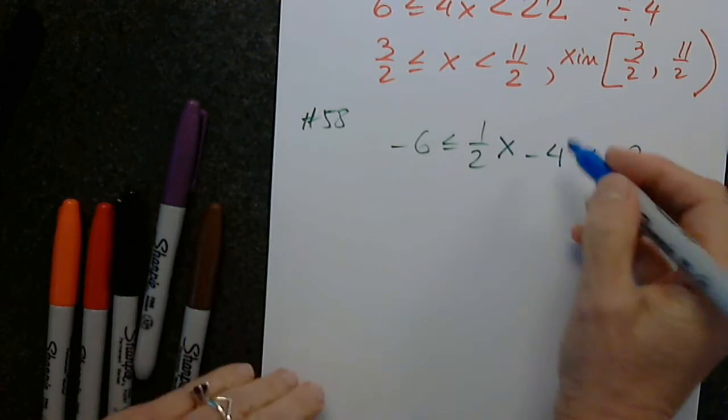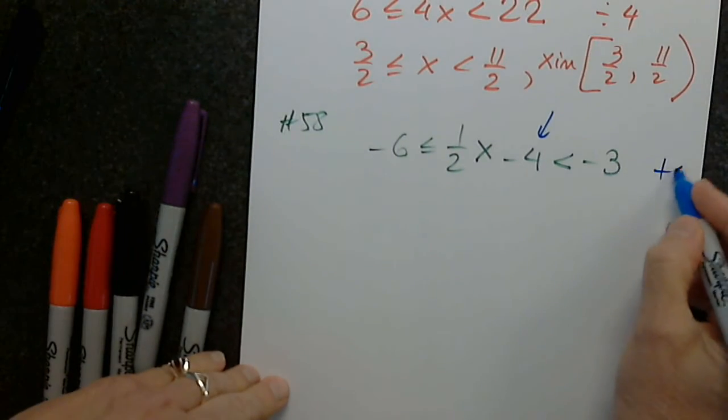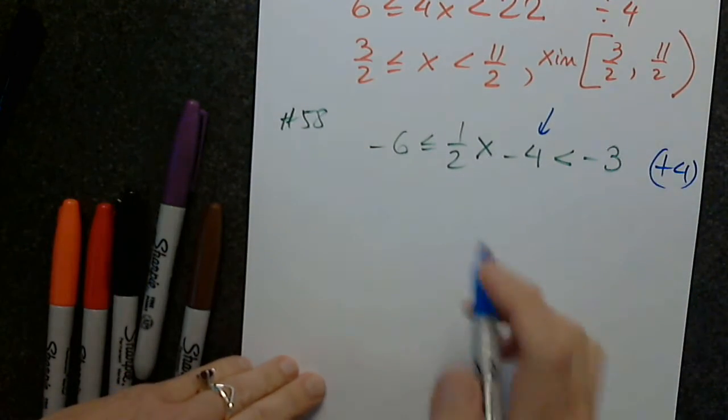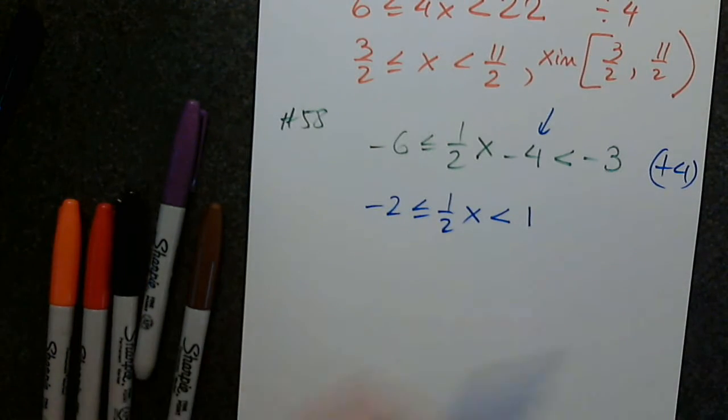So this is the weakest link. This is what we want to do. First, we want to add 4 to all three sides. Negative 2 less than or equal to 1/2 x less than 1. We added 4 to the left-hand side, we got negative 2. We added 4 in the middle, we got 1/2 x. We added 4 on the right-hand side, we got 1. What is the final step here towards finding x? Very good.